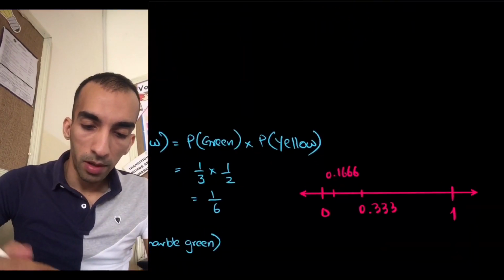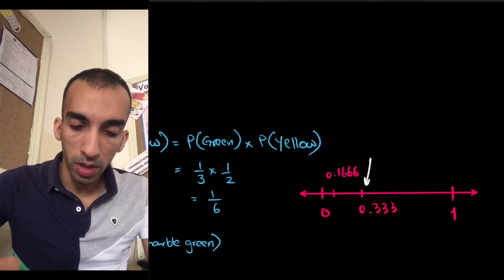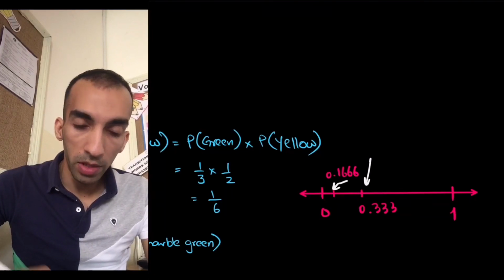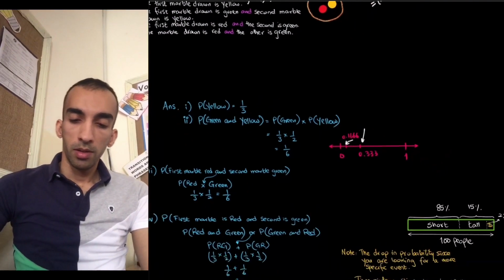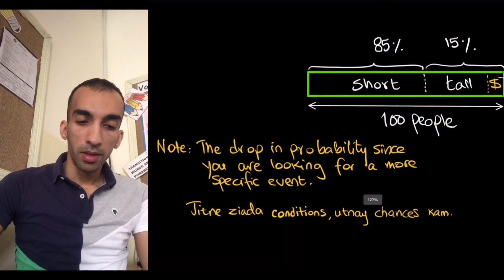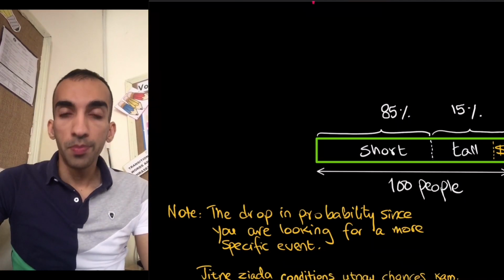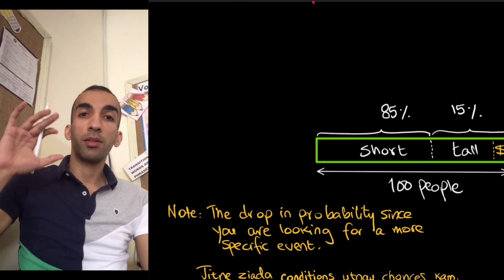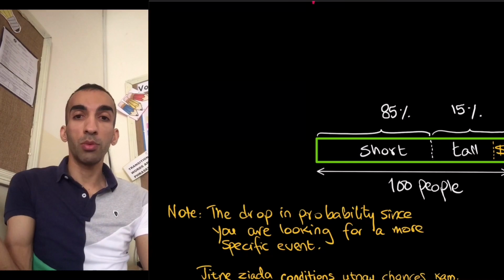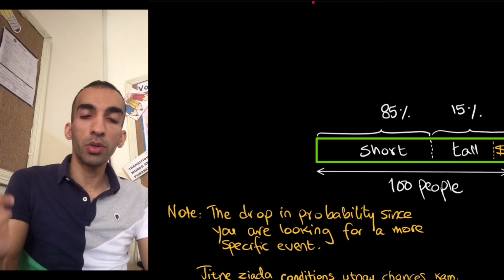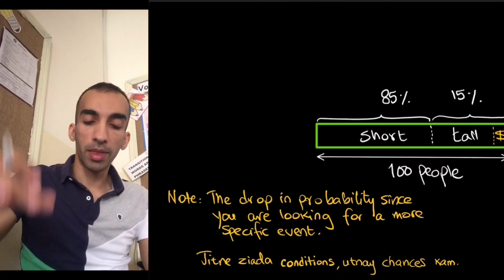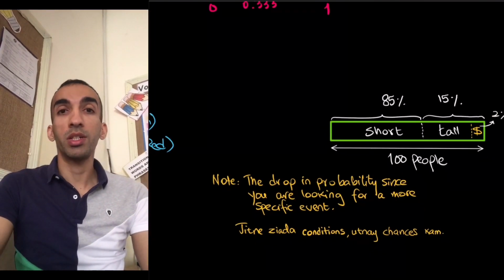The first answer for part 1 was up here, and the answer for part 2 is down here, very close to 0. The reason for that is, since you add more and more conditions, the chances that the scenario would play out exactly as you want it to drop. So the more conditions, the lower the chances.